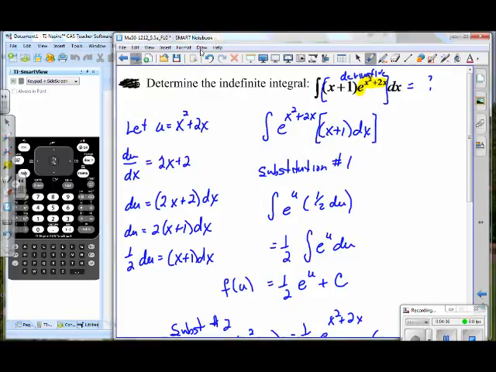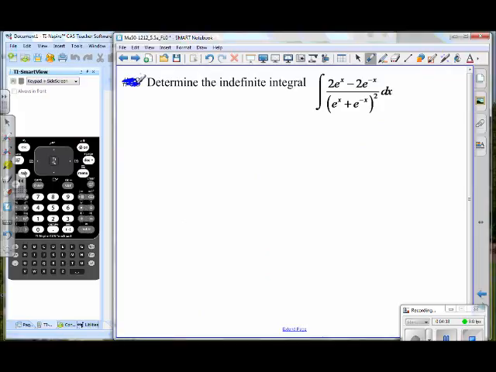Okay, moving on to the next problem. Again, we're going to look for a composite function. On first glance, it may not appear to be evident what we have as a composite function, but take a look at this denominator. There we have a quantity, a function, raised to the second power, so there is our composite function. So the first thing we do is let u represent the inside function, so e to the x plus e to the opposite of x.